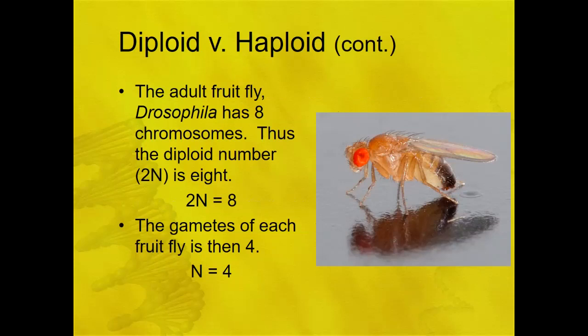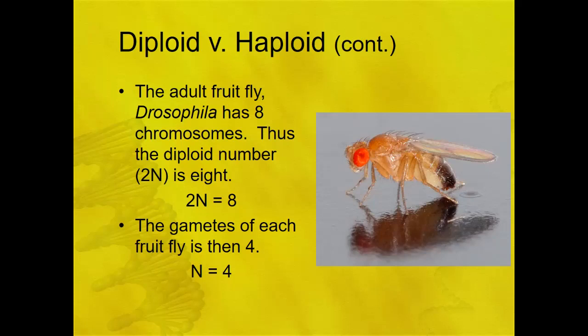The adult fruit fly, Drosophila melanogaster, has 8 chromosomes. Thus, the diploid number 2n is 8. Now, if you can do some simple manipulation in terms of your algebra, we can divide both sides by 2, and we get n equals 4. So the gametes, or sex cells, for each fruit fly are going to be 4 chromosomes. You get a sperm from one fruit fly and an egg from another fruit fly. 4 plus 4 brings us back up to the diploid number of 8.